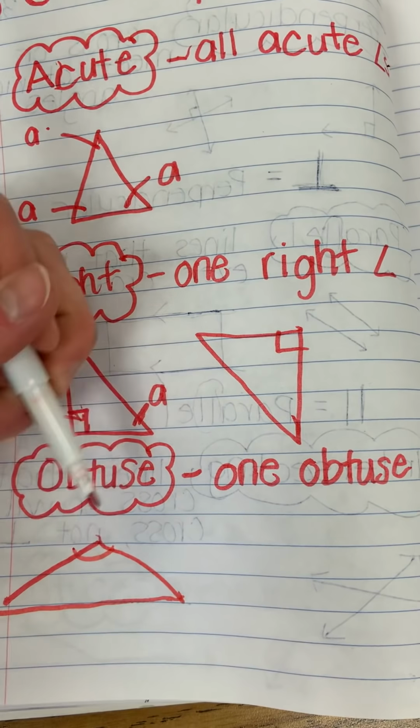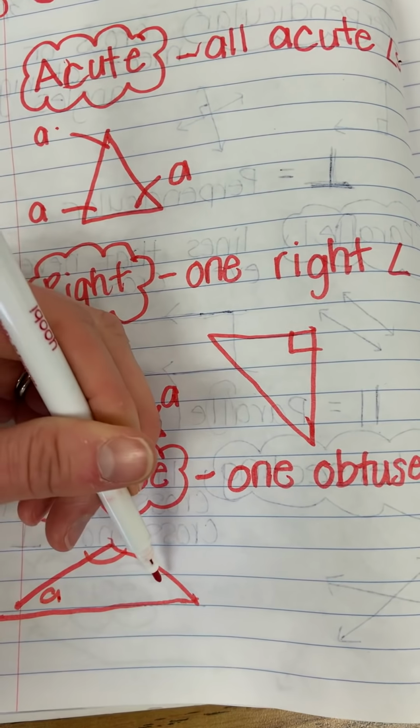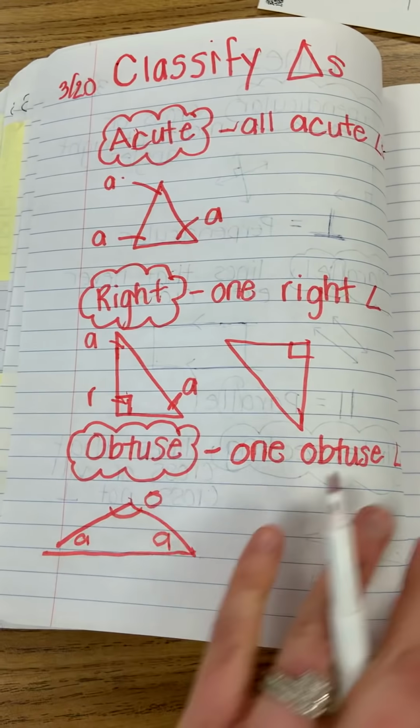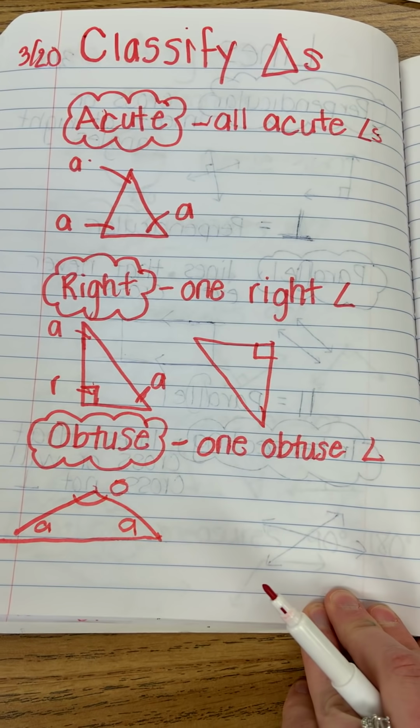Here is my obtuse angle. This one is acute, and this one is acute. Therefore, I know it's an obtuse triangle. Take a moment and make sure that your notes look just like this.